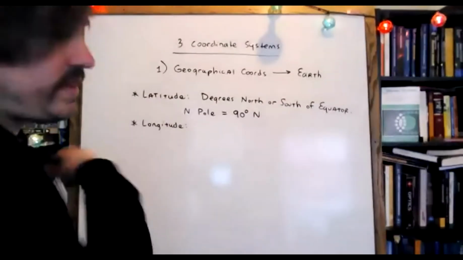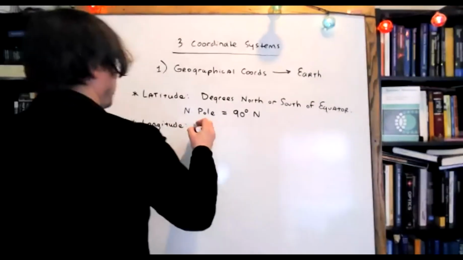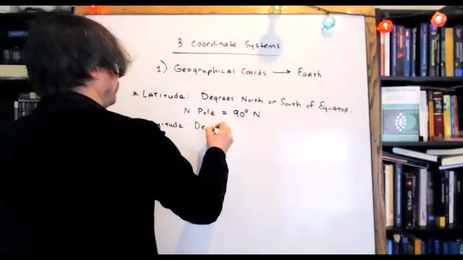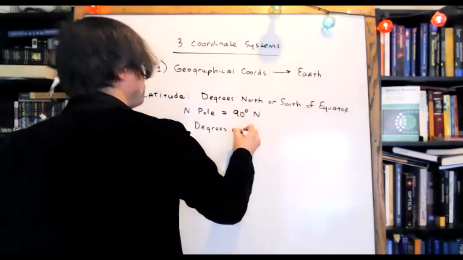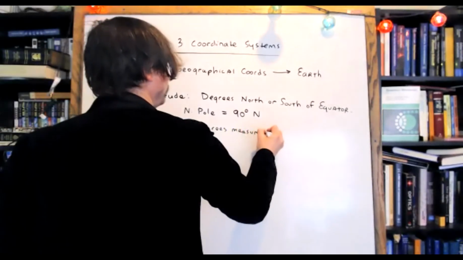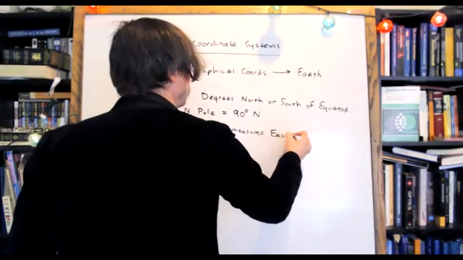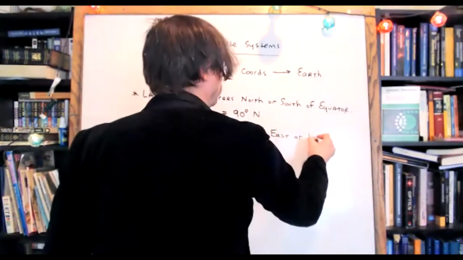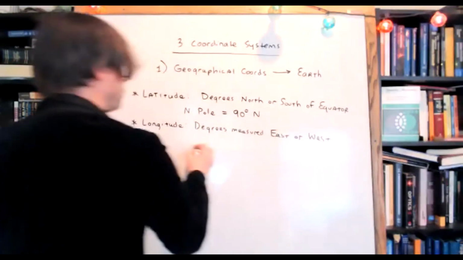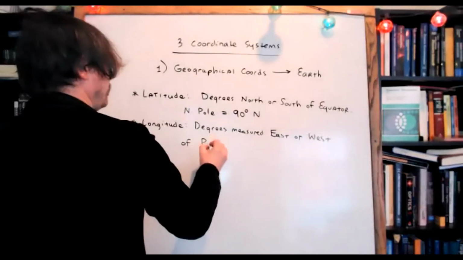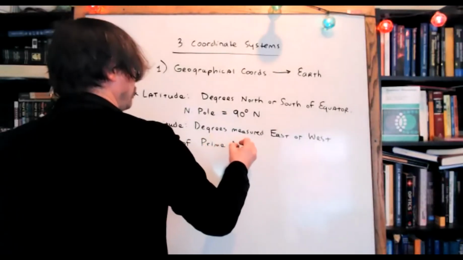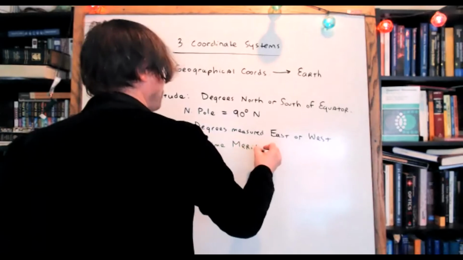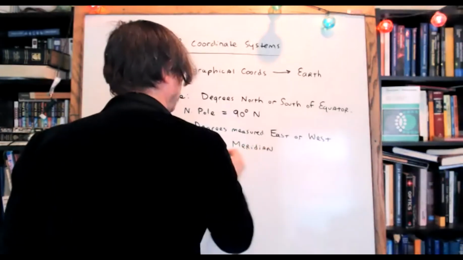Okay. So let's write that down. We can define the longitude as degrees measured east or west of the so-called prime meridian.